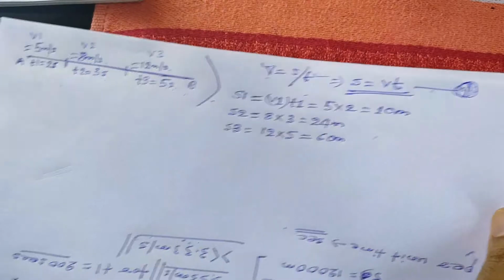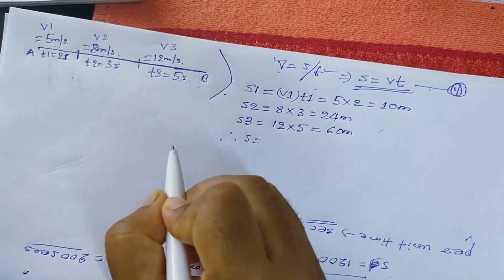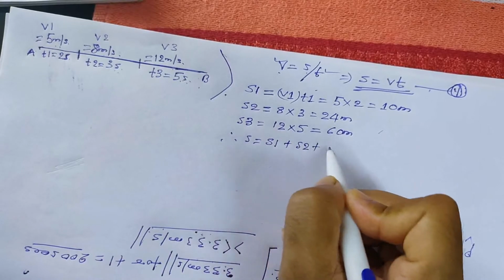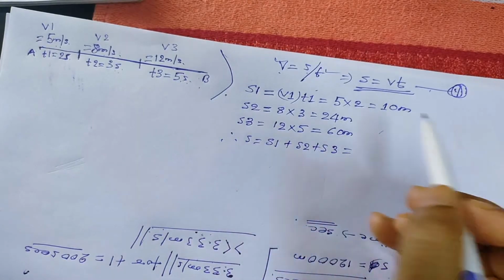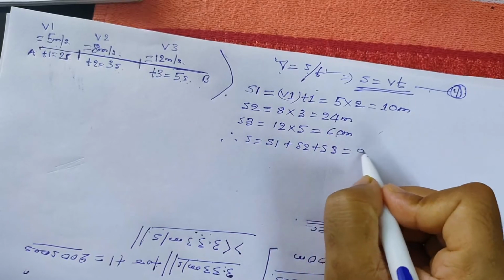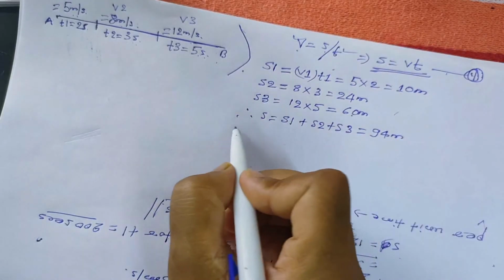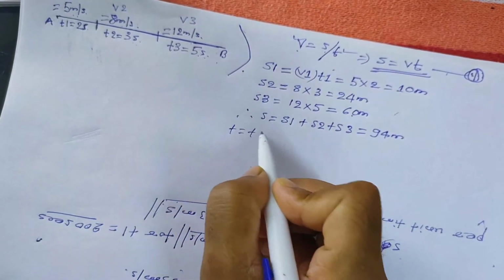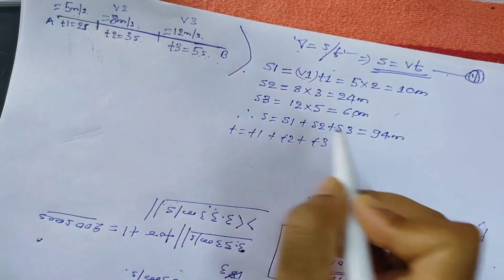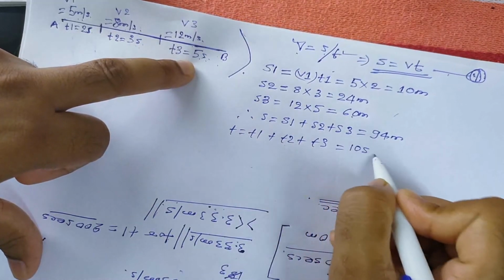Okay, so in total, how much distance has the object covered? It is S1 plus S2 plus S3. So what will be the value? 60 plus 10, 70. 70 plus 24, 94 meter. What is the total duration if I ask you to calculate? T equal to t1 plus t2 plus t3. 2 second, 3 second, 5 second. It will come out to be 10 seconds.